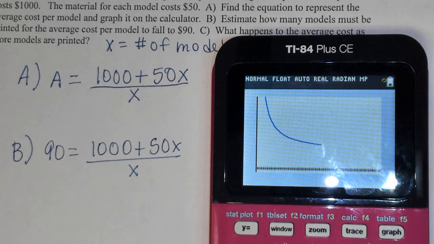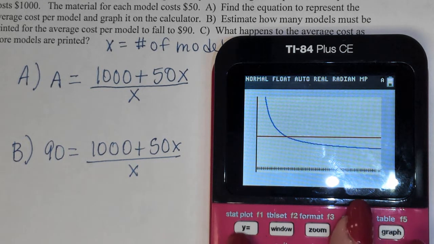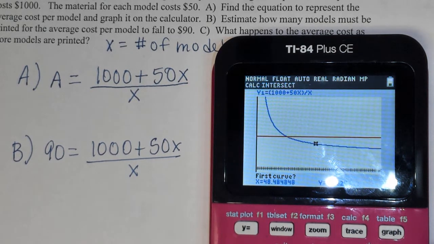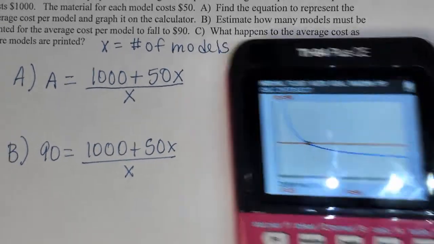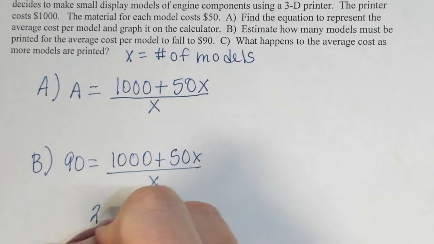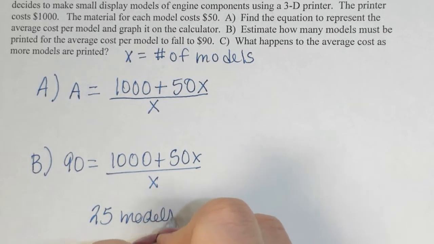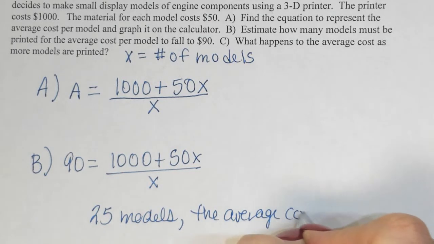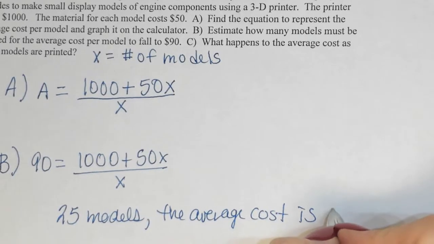So I see this part of the graph. And there's y equals 90. What would I be trying to solve for then? The point of intersection. So I do second, trace, intersect. Get close to it. Enter, enter, enter. And I get 25. So, how many models? If we make 25 models, the average cost is $90.